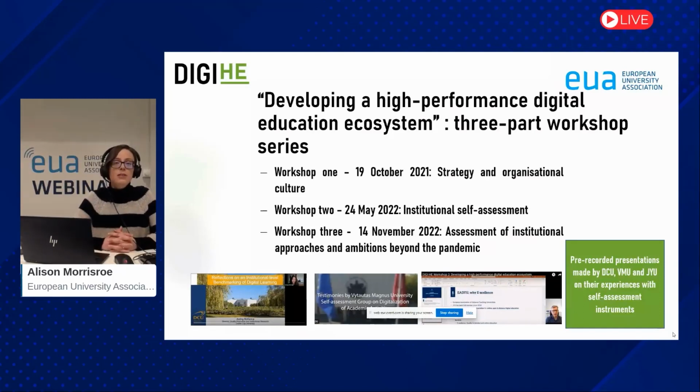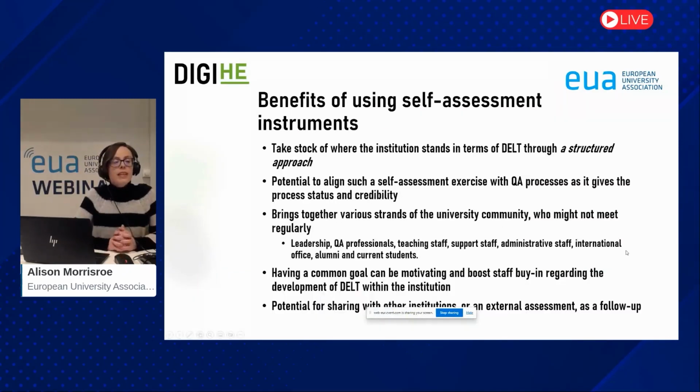So really a very practical workshop, and also there were breakout groups where the participants could discuss some of the benefits of using such instruments and some kind of concrete steps to take just to get the ball rolling. The case studies then were really the chance to discuss the benefits of using these self-assessment instruments.